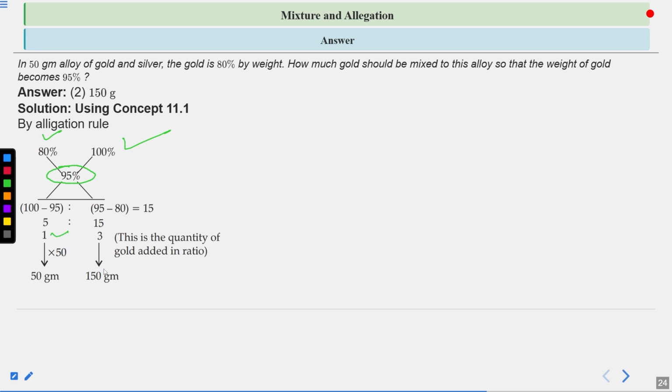So what will be the value of the 3 unit? We just multiply it, because this is the quantity of the gold added in the ratio. When we multiply it, we get 150 gram. So second is the correct answer of this question. Next one.